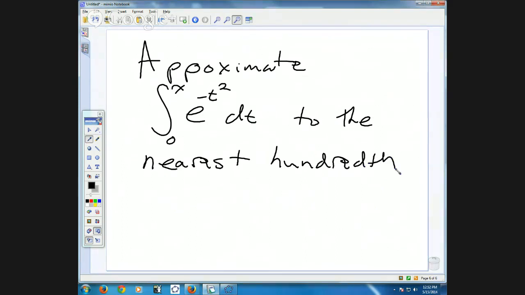So we're going to try and approximate this integral as a function. So this is some function. GeoGebra is calling it f of x right now. So I want to be able to approximate f of x to the nearest hundredth.